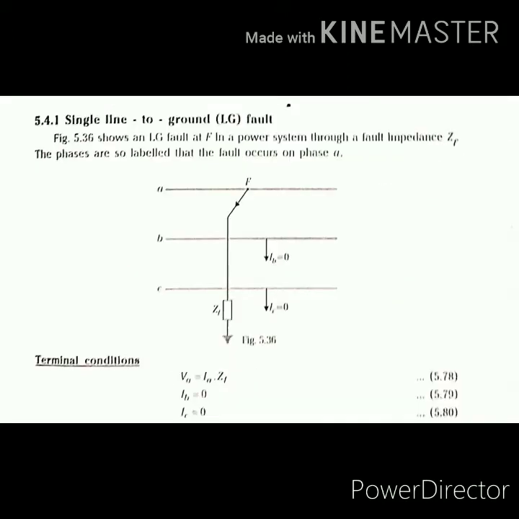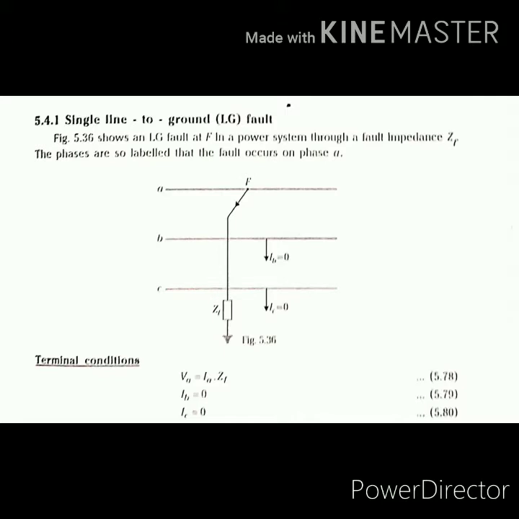So let's move on to the first type of fault. It is a single line to ground fault. Figure 5.36 shows a line to ground fault. Here it is happening in phase A, through an impedance ZF. Now first we'll derive the terminal conditions as we have done previously.